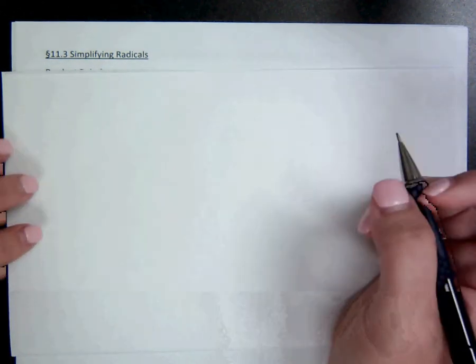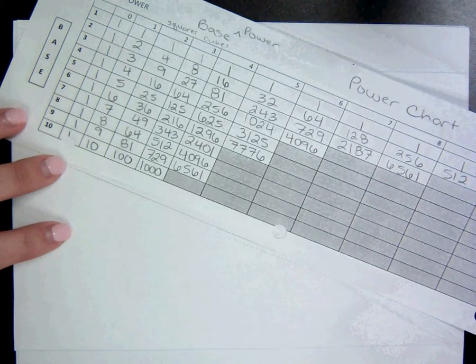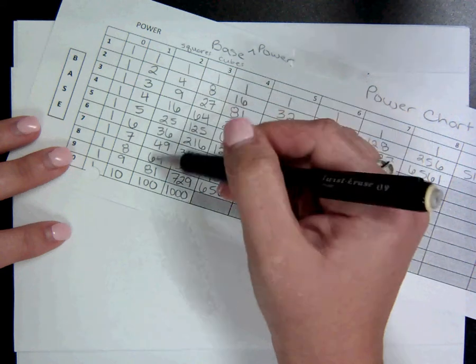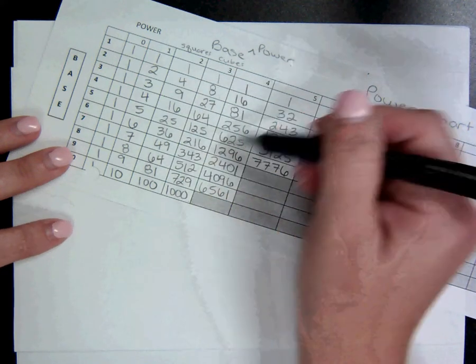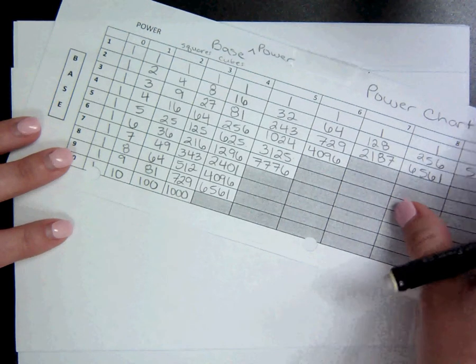This is section 11.3 on simplifying radicals. Now that we have the basics of radicals down, we're going to work a little bit more with them. So make sure you have your power chart handy. Eventually you'll really get to know your squares and your cubes, but it's handy to have them here just in case. And also sometimes you'll have fourth roots to work with, not so much fifth and sixth roots.